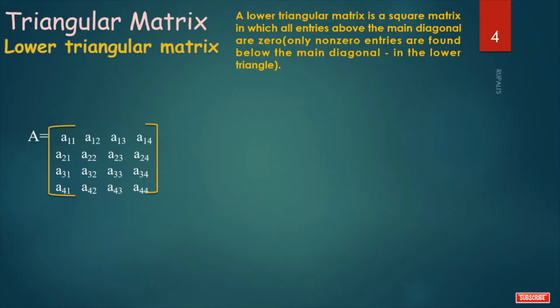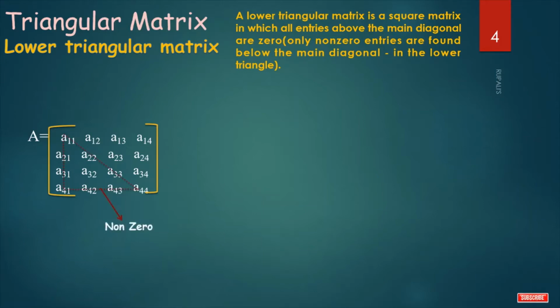So, what is the definition of lower triangular matrix? A lower triangular matrix is a square matrix in which all entries above the main diagonal are 0. So, this is the main diagonal. Above the main diagonal, all entries are 0. Only non-zero entries are found below the main diagonal in the lower triangle. So, the lower triangle is this.